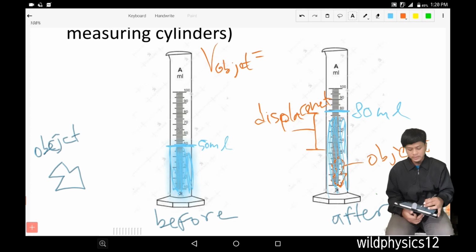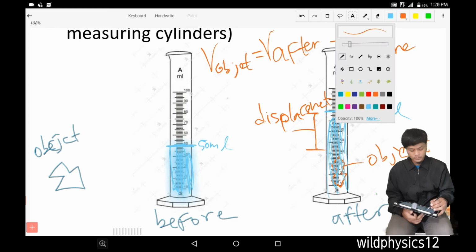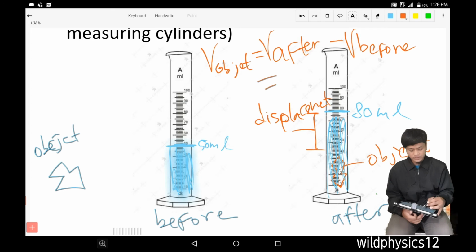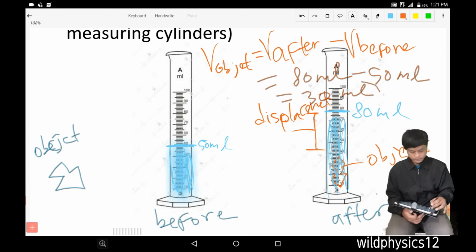So the displacement is volume after minus volume before, and we will find the after is 80 milliliters minus the volume before, 50 milliliters. So the result of the measurement is 30 milliliters. Okay, so the volume of the object is 30 milliliters.